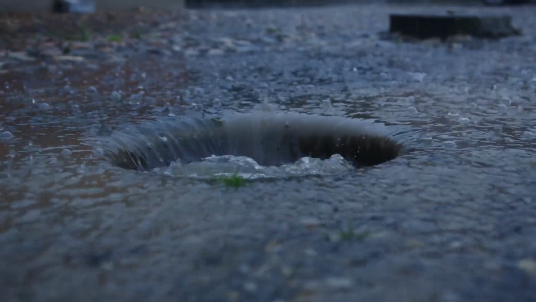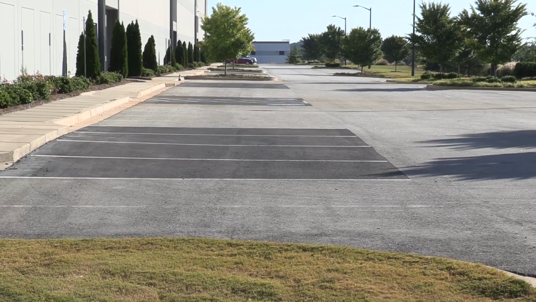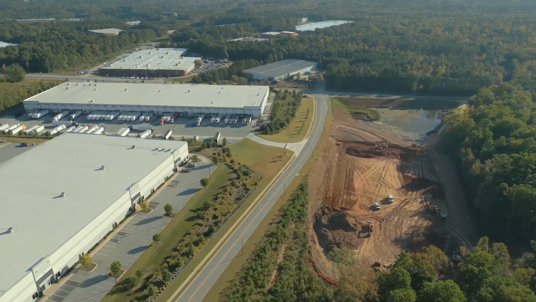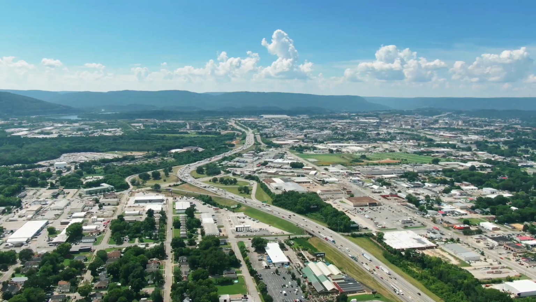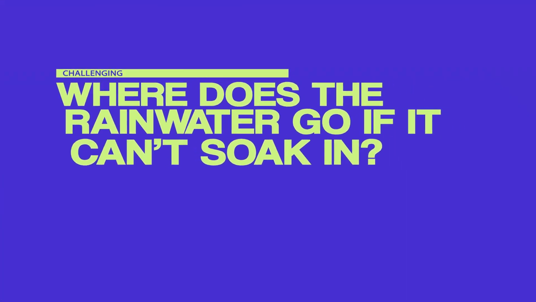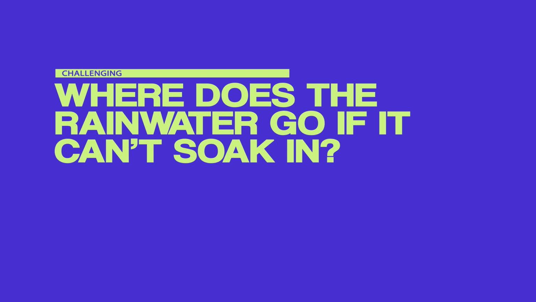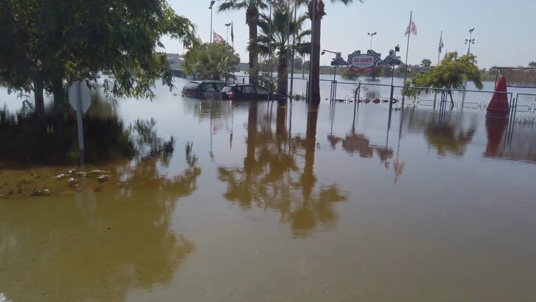Stormwater runoff happens when precipitation falls and accumulates on impervious surfaces. Impervious surfaces are hard surfaces that prevent water from soaking into the ground. The volume of runoff increases as more impervious surfaces such as parking lots and building rooftops are created. Impervious surfaces create challenges. Where does rainwater go if it can't soak in? If stormwater is not managed properly, it can create a flood. So what's the solution to managing stormwater runoff?